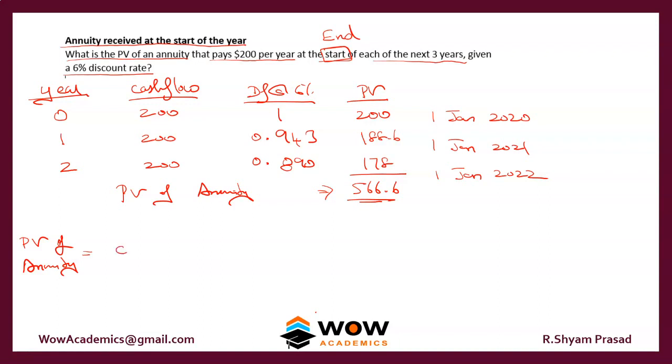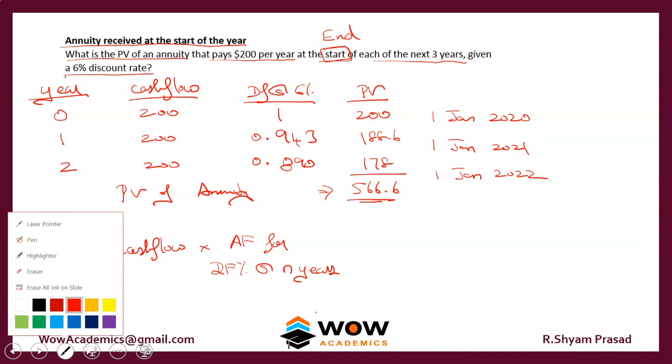We'll find out the cash flow multiplied by the annuity factor for the discount factor percentage at n years. So we'll take this as a concept and then we'll do it. But when we do this, we won't get the answer. Why? Because this was used when the cash flow is received at the end of the year. When you receive it at the beginning of the year, the formula changes.